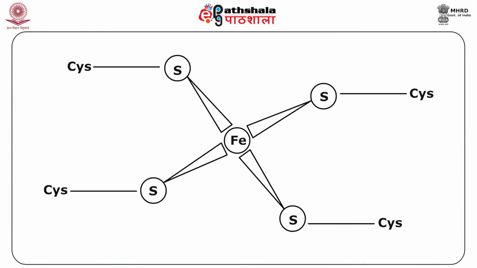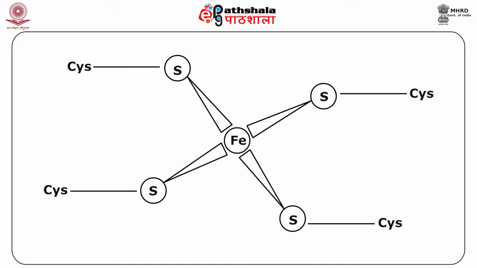This protein belongs to bacterial origin and was first isolated from Clostridium pasteurianum, but was later found in a number of anaerobic microorganisms. They comprise one iron atom which is tetrahedrally coordinated to 4 sulfur atoms which are coming from the cysteine residues present in the protein chain of 55 amino acids. This has been represented in the figure.